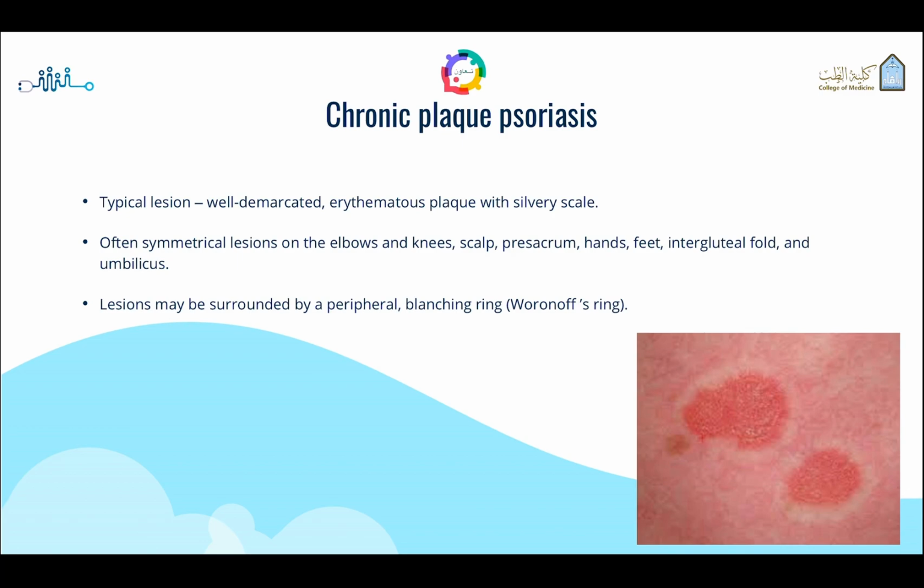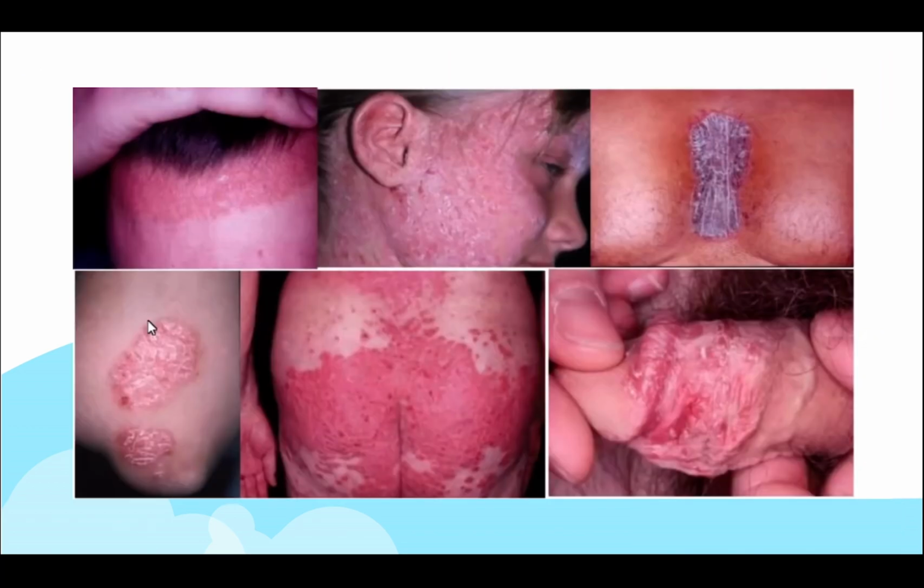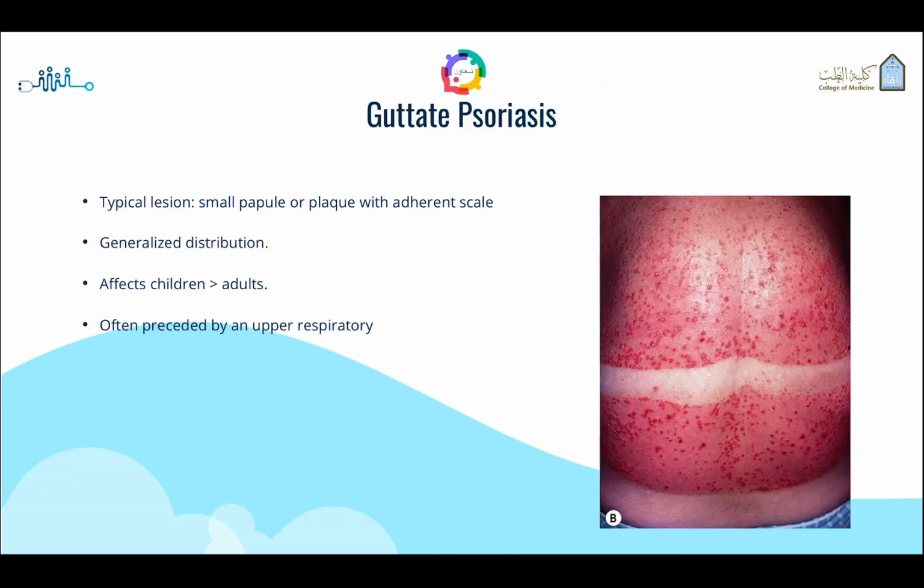So up until now, we said that silver scaling and Woronoff rings are specific for psoriasis. These are two signs that are specific. As you can see in the picture, these are all pictures of psoriasis, with a well-demarcated erythematous plaque with silver scaling. If you remove the scale, there will be pinpoint bleeding. This is called the Auspitz sign, and this is also specific for psoriasis.